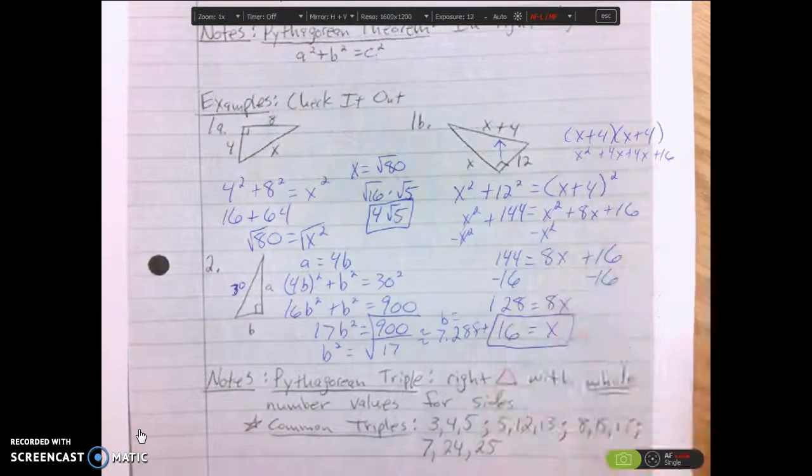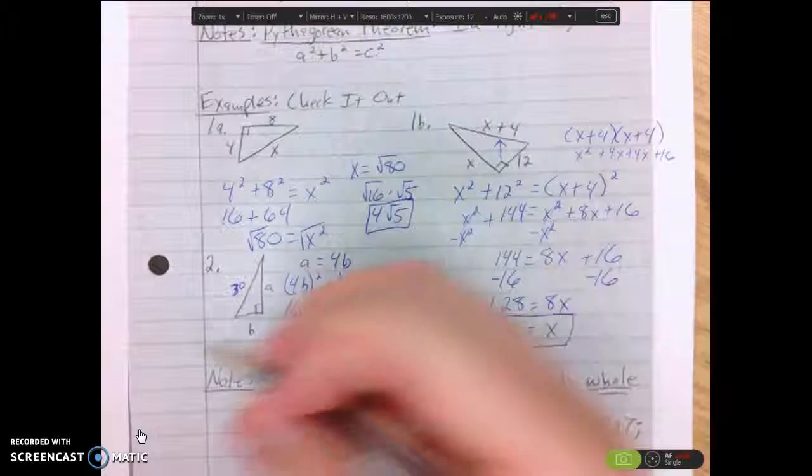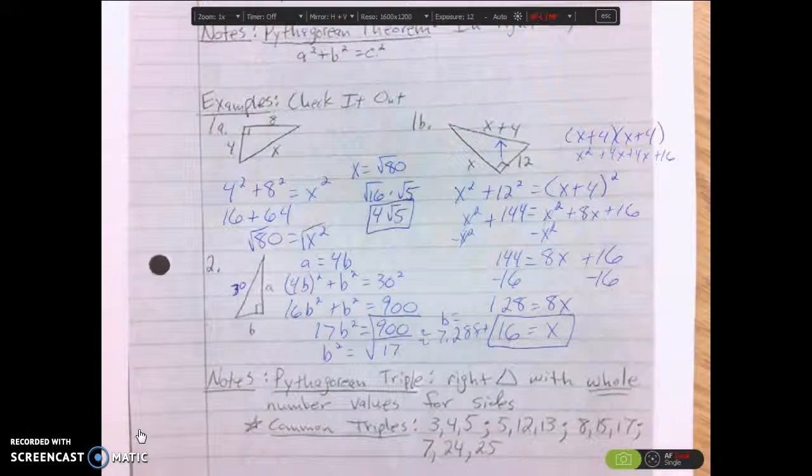So B equals that. And they want to know how far A is. Well, remember, A is 4 times B. So then take that and times it by 4.